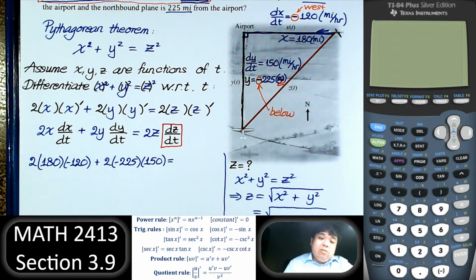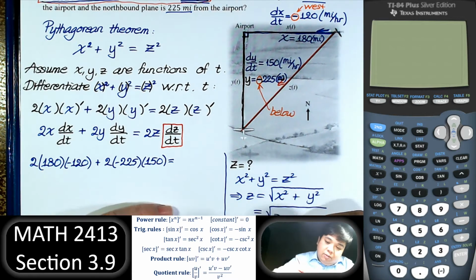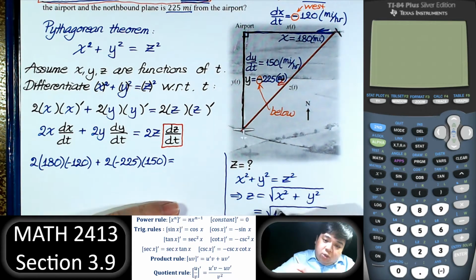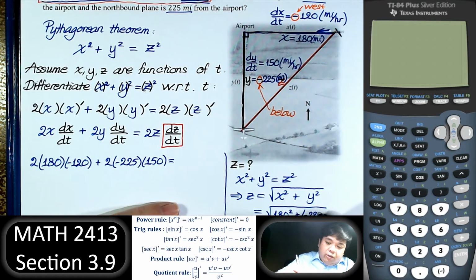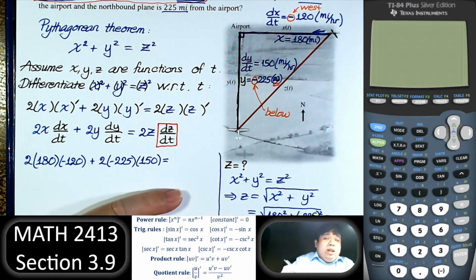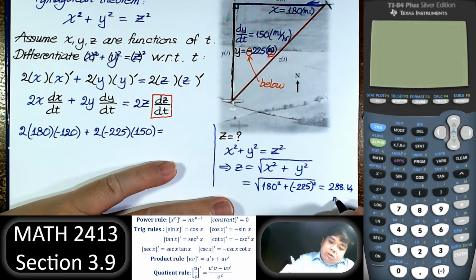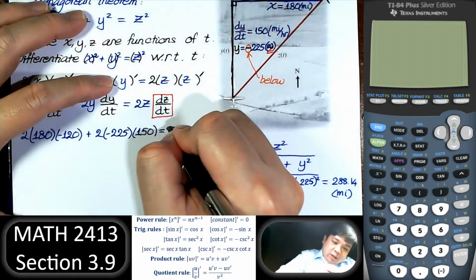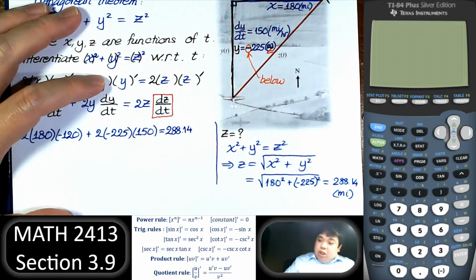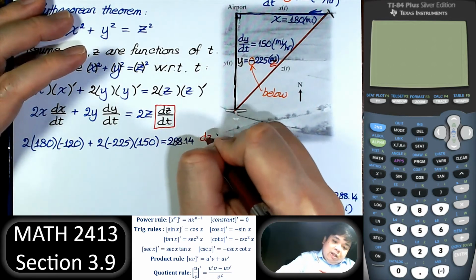Square root of x, 180, plus y, that is negative 225. We don't even need the negative because the square will turn positive anyway. So 180 squared plus 225 squared, and the square root of that is 288.14, just about 288, and this will be in miles. So we'll substitute that in here, 288.14. We don't know dz over dt, but we're just going to leave it as dz over dt.